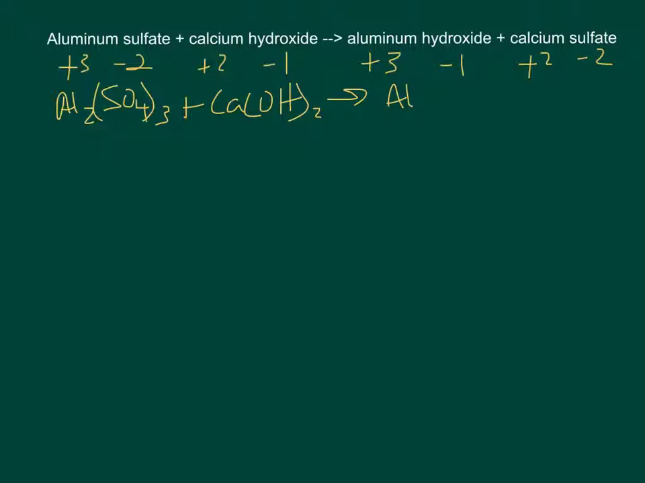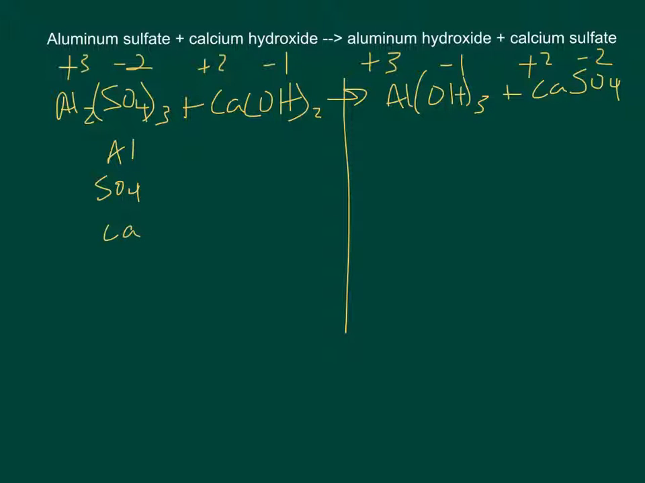Aluminum and hydroxide. So we need 3 hydroxides because aluminum is +3 and hydroxide is -1. So again in parentheses with the 3. And plus calcium sulfate, they're good because it's +2 -2, so it's CaSO4. Alright, let's balance this thing. Aluminum, we have sulfate on both sides and hydroxide on both sides, so we can keep those together. Calcium and hydroxide, so again aluminum, sulfate, calcium, and hydroxide.